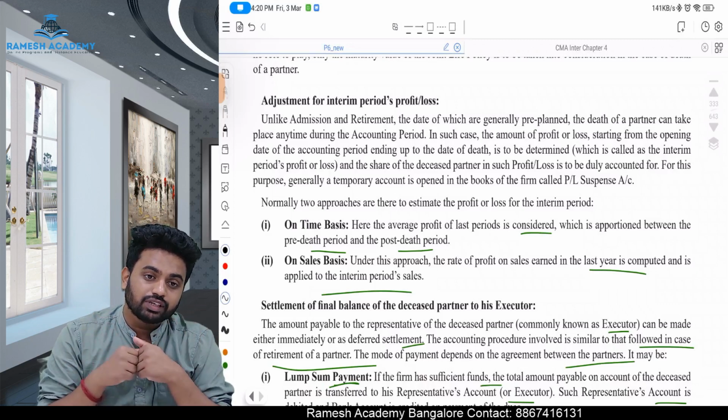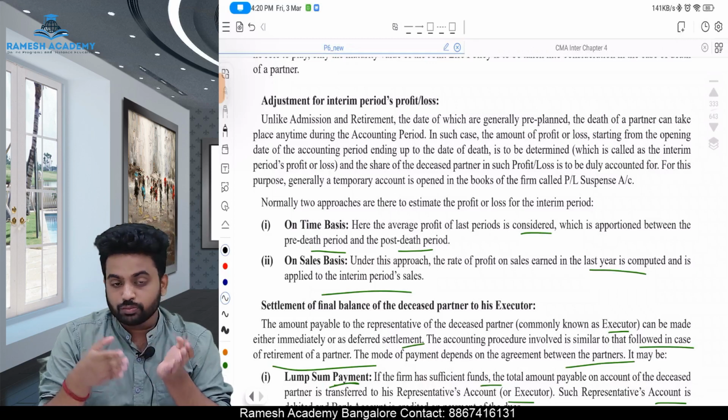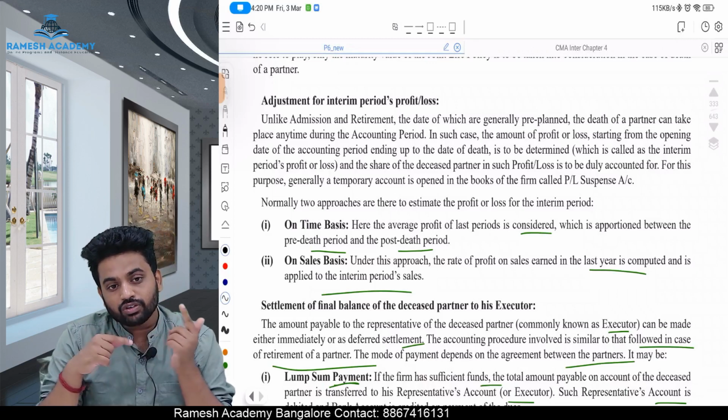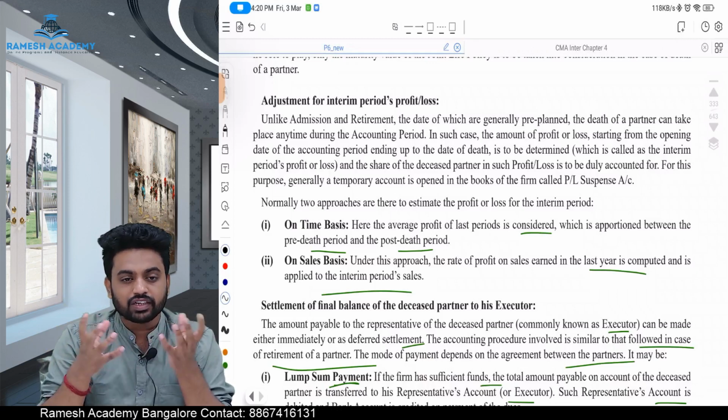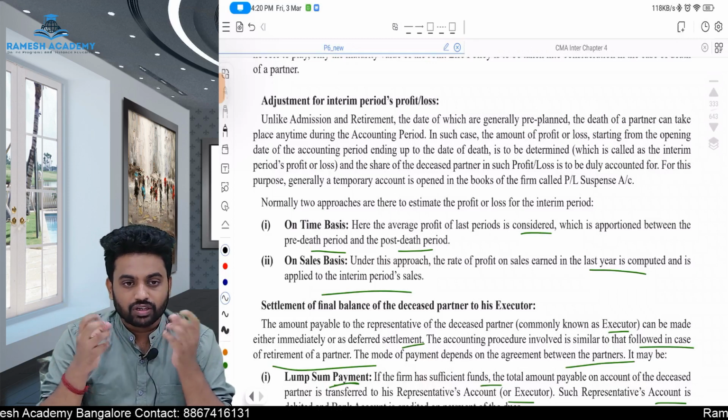On which basis will you calculate, sir? Your book is not yet closed. We can calculate it upon the time basis or a sales basis, depending on what the question asks. Depending on the demand of the question, we are going to find out the profit.